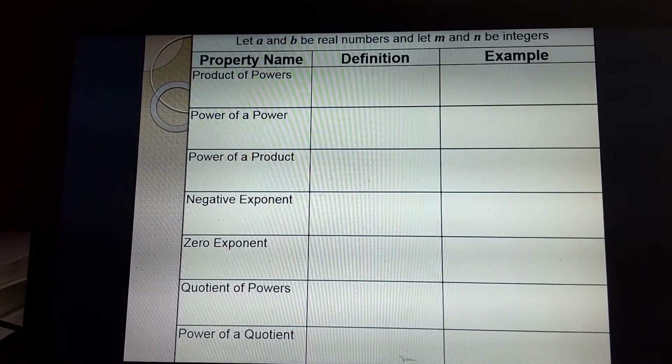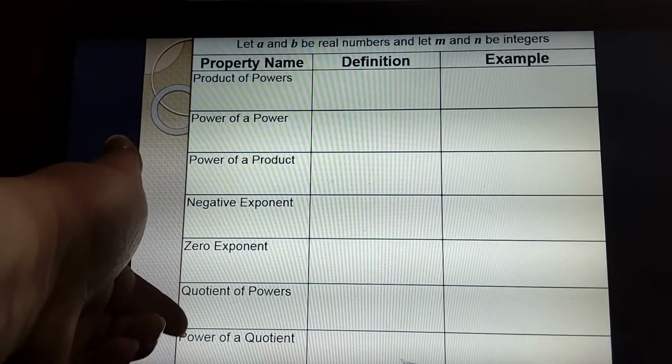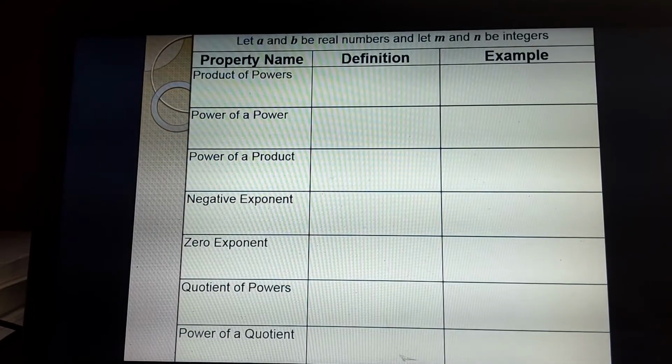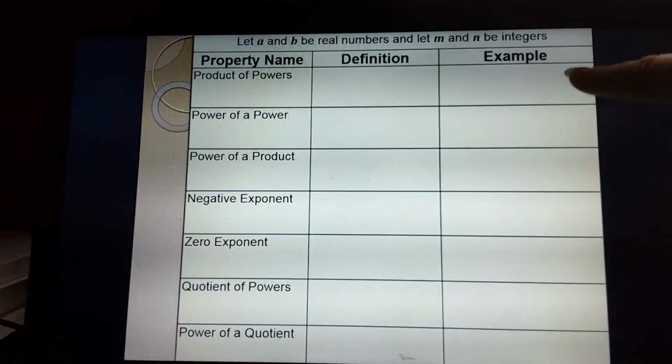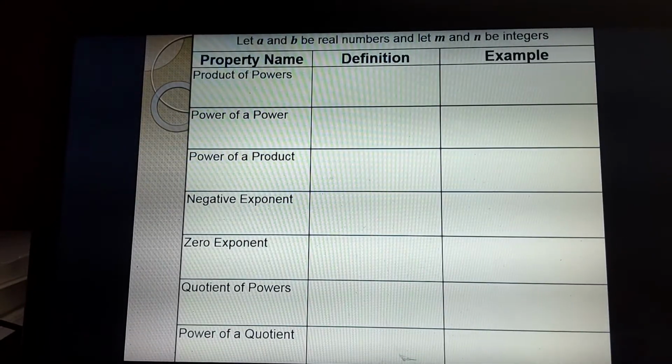Okay, here's our lovely table, and it's going to have all the rules here. That's called the property name. It's going to have a definition. That means what it looks like written in math speak. And then over here an example of what that rule actually looks like in numbers.